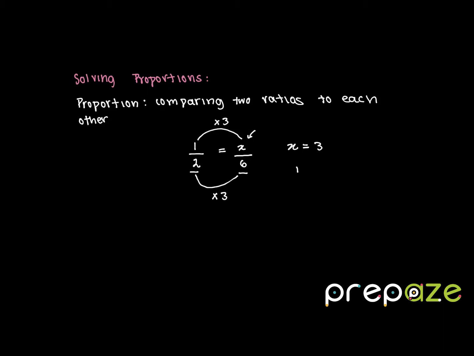And to verify, we can check if 1/2 is equal to 3/6. And we know that it is, so we know that we have solved this proportion correctly. So x is equal to 3. Let's take a look at one more example.